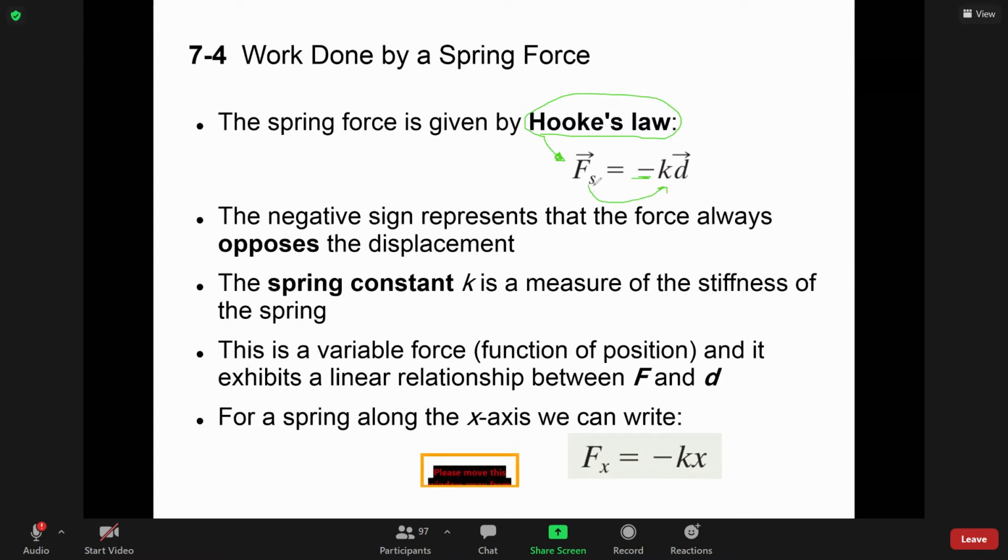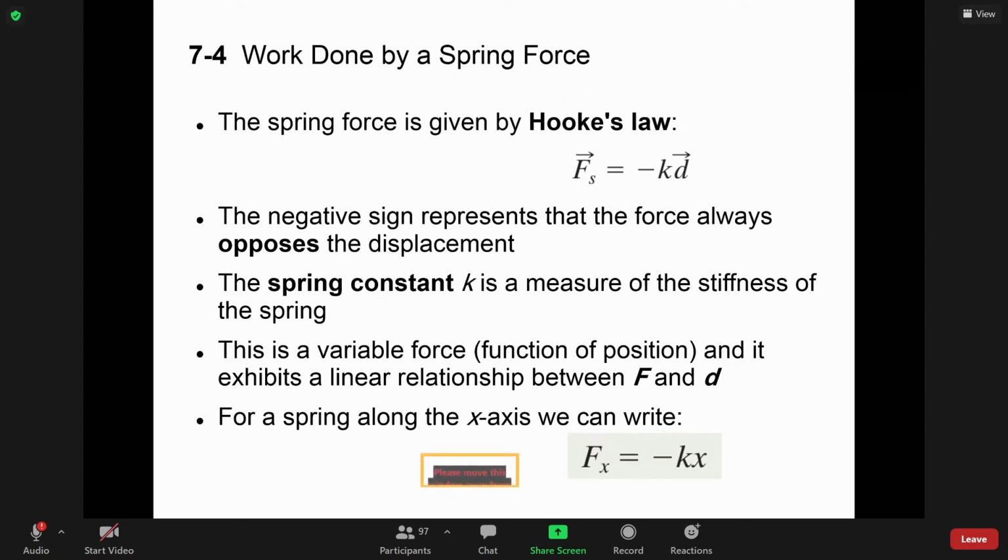If the displacement was this way, the force of the spring will be this way. If the displacement was this way, the force of the spring will be to the left. A third thing, the spring constant k depends on the stiffness of the spring and can change with the spring. Okay. If it's along the x-axis, so easily I can say F will equal minus kx, the force by the spring, because the displacement has to be along the x-axis.